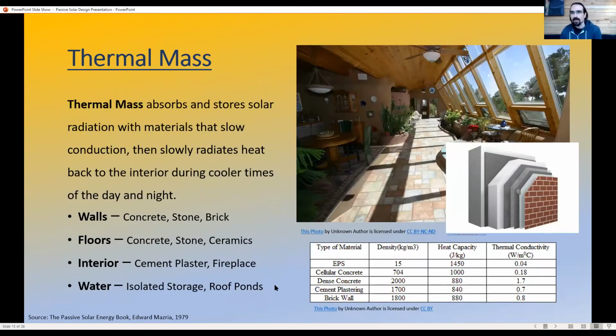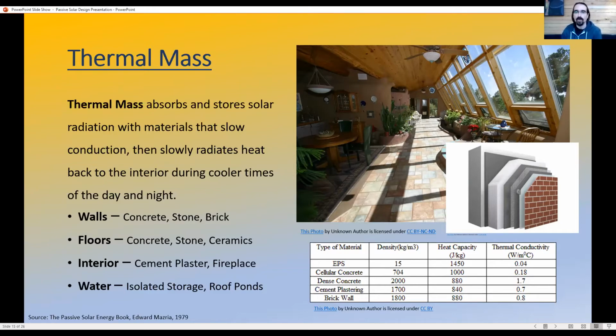All passive solar systems utilize thermal mass, and thermal mass is what we store the radiant solar energy in, how we transfer that energy into the space. Typically, walls are made out of high thermal mass materials like concrete, stone, and brick. Floors can be made of concrete, stone, or ceramic tile. Interior elements include cement plaster or masonry fireplaces that are oriented and sited in a way that they become thermal mass and are used to radiate that energy back into the space.